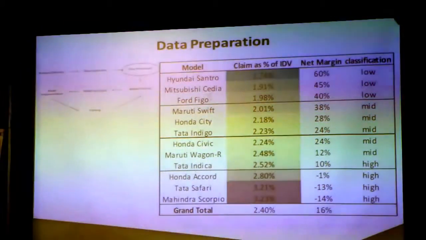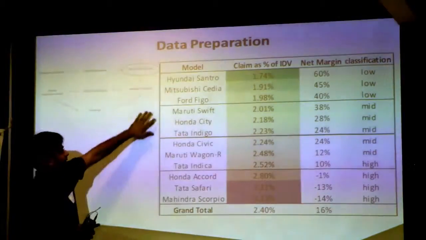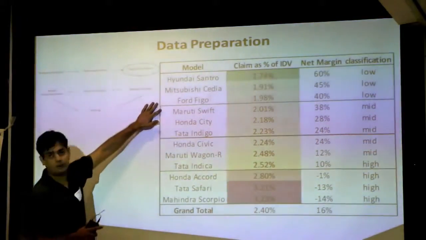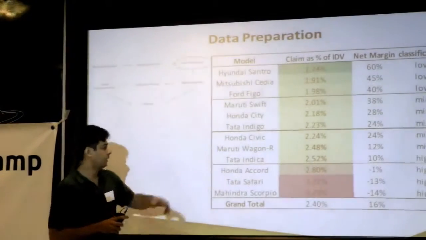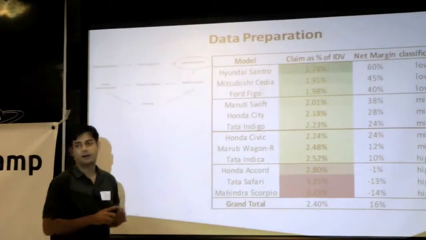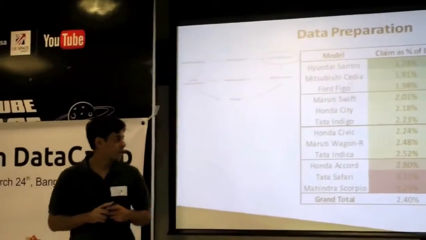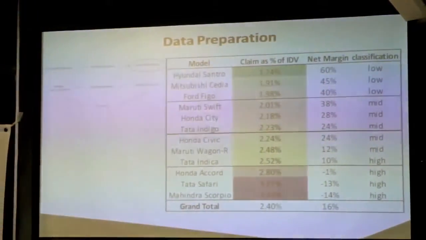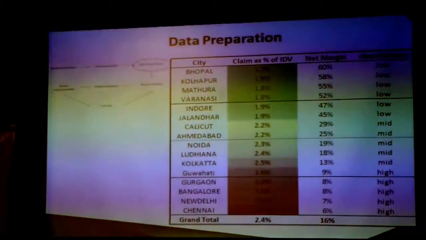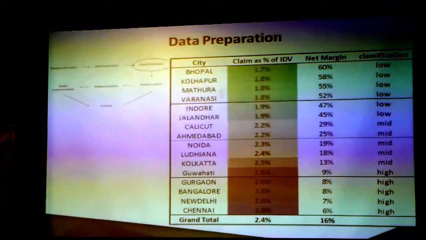So, just looking at this table, you can immediately see that the models at the top are highly profitable for the company. The models at the bottom are not profitable. The bottom three, in fact, are loss-making for the company, right? We've also classified them into low, medium, high. We've done the same with the cities. Again, you can see some trends.